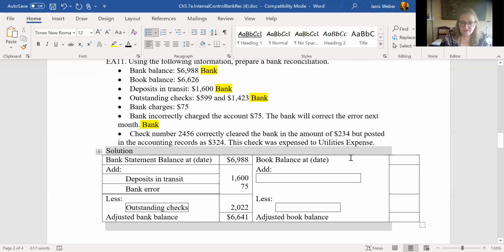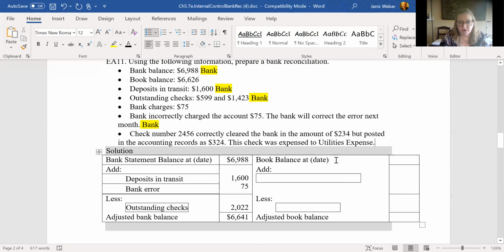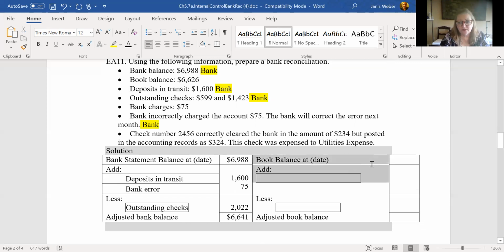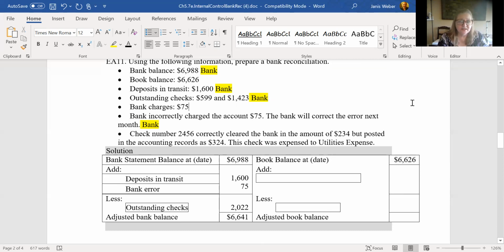And then we're going to work on the book side and see if we can bring it to that agreement. So the book started out with a balance of $6,626 in our T account, or our general ledger. And then we're going to add the things that the bank knew about that we didn't know. So let's see, does the bank have any add-ons they gave us this time?